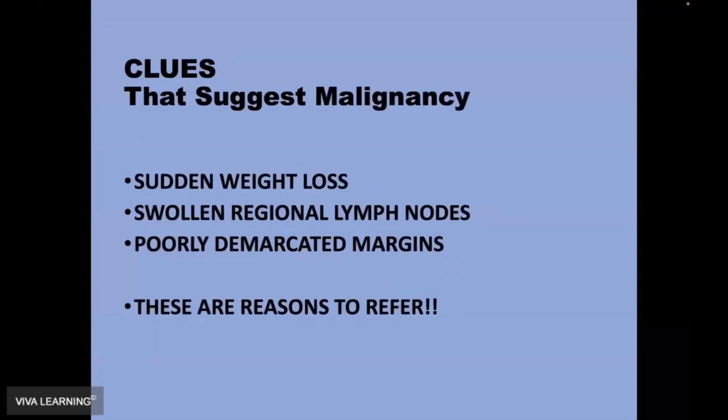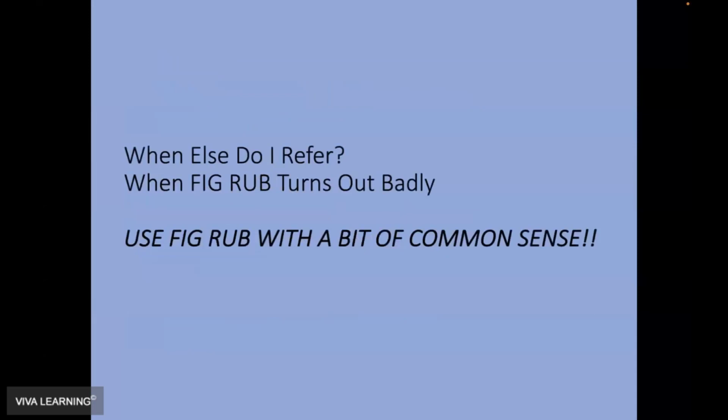Clues that suggest malignancy: sudden weight loss, sudden regional lymph node problems, swollen lymph glands, poorly demarcated margins. You can't tell where the lesion ends and the normal tissue begins. It kind of blends in. These are reasons to refer. When else do I refer? When fig rub turns out badly. Use fig rub with a bit of common sense.